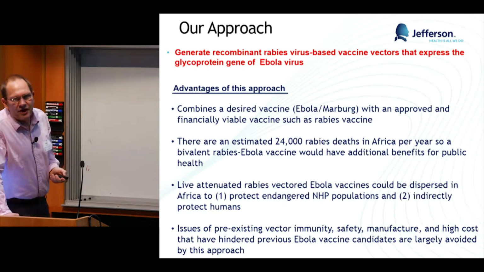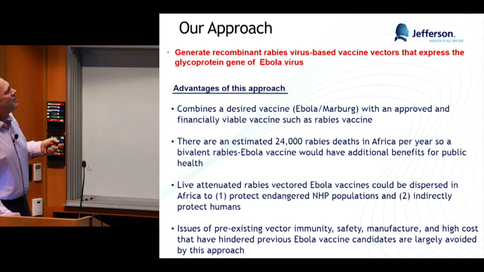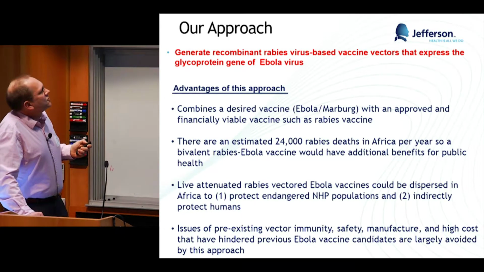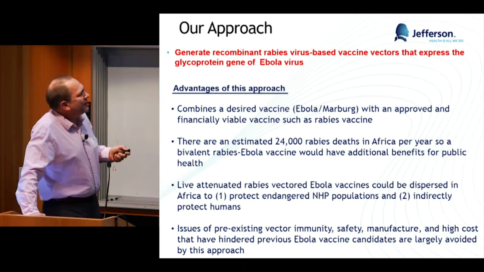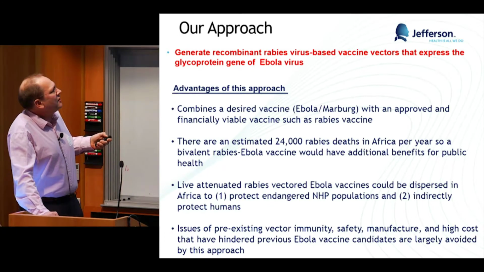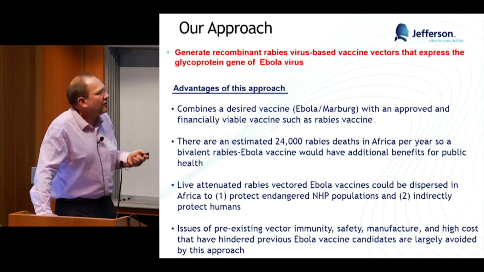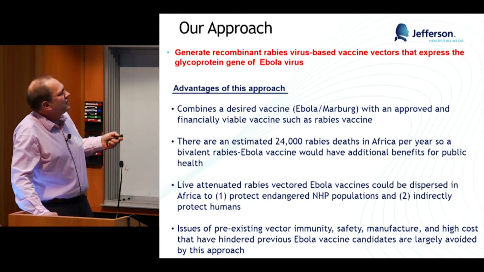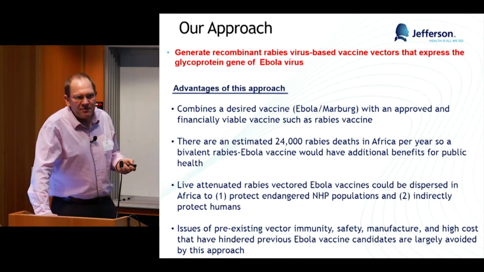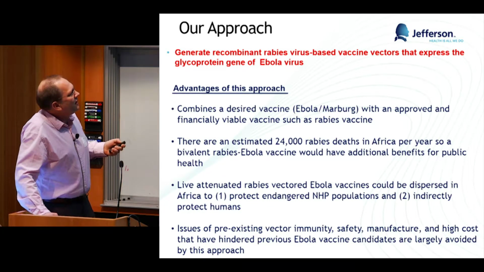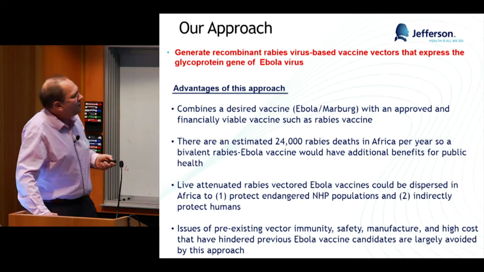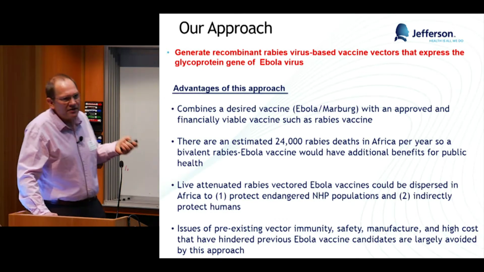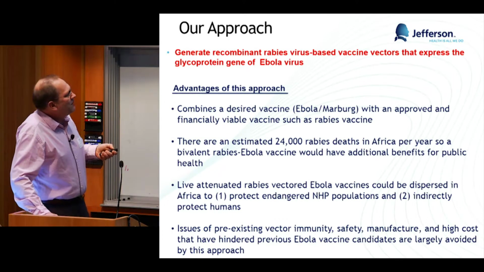So our approach for rabies virus, the thought was, and as I said, it was 4 or 5 years ago already, to generate a recombinant rabies virus-based vaccine vector that expresses a glycoprotein of Ebola virus. We thought that a desired vaccine, Ebola or Marburg, with an approved, financially viable vaccine such as rabies vaccine would be a good idea. Justification: at least 24,000 rabies deaths in Africa. I mean, if you think about that, that's yearly numbers. That's still way higher than the Ebola.